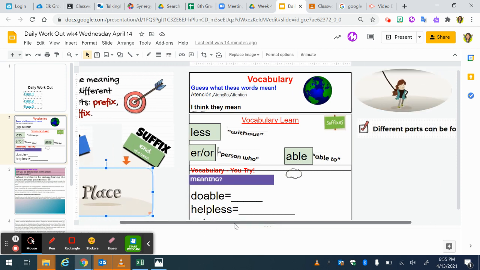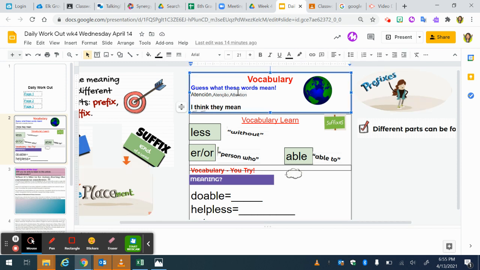So before we start, let's guess what these words mean. The reason why we're doing this is for us to remember that in English, sometimes there are languages that we know that have cognates, which means words that sound the same or are almost exactly the same in our home language as in English. So here we have atención, atenção, and attention. All of these words are Spanish, French, and Portuguese, even though I might not be saying that right.